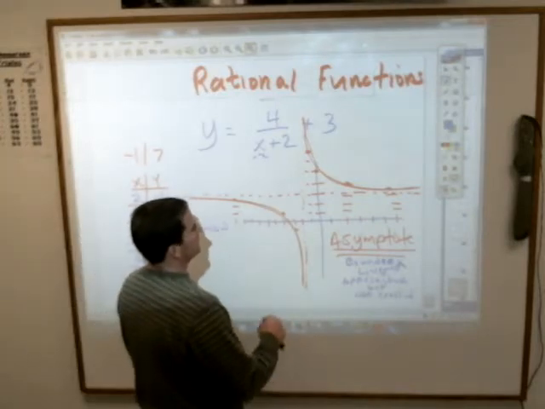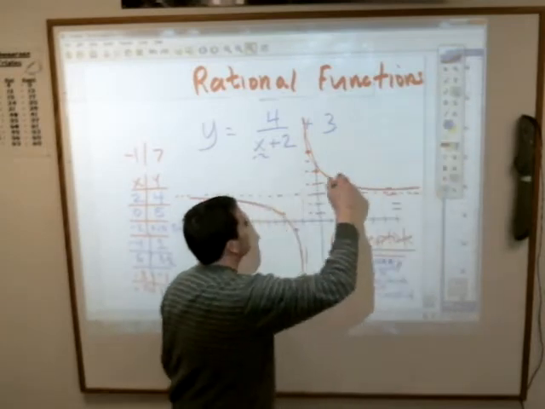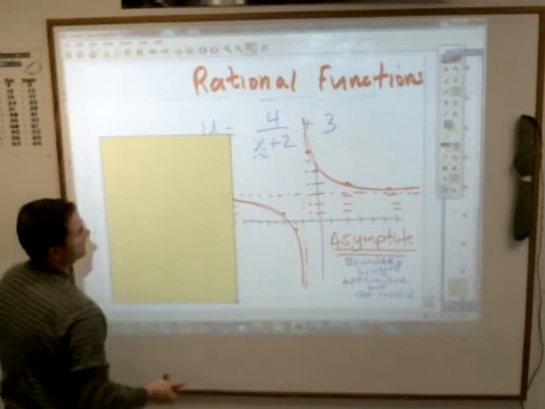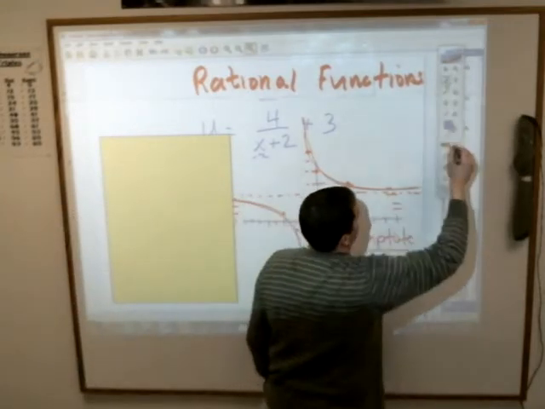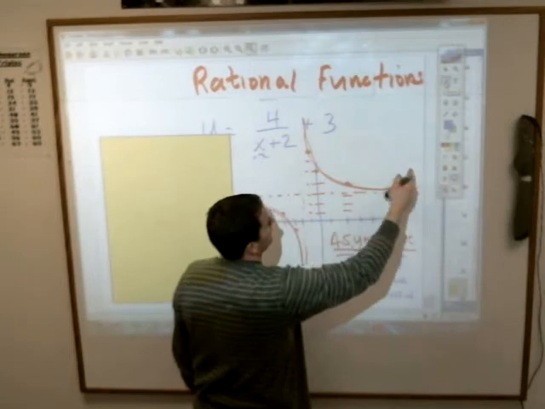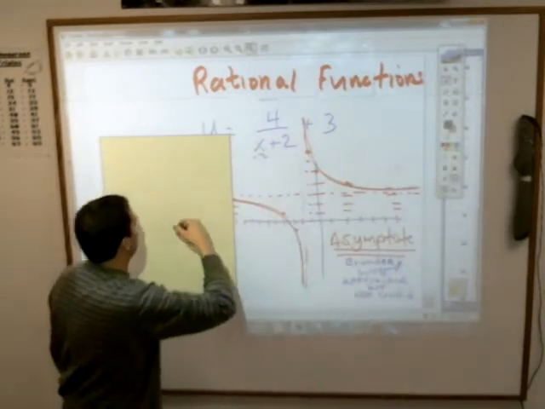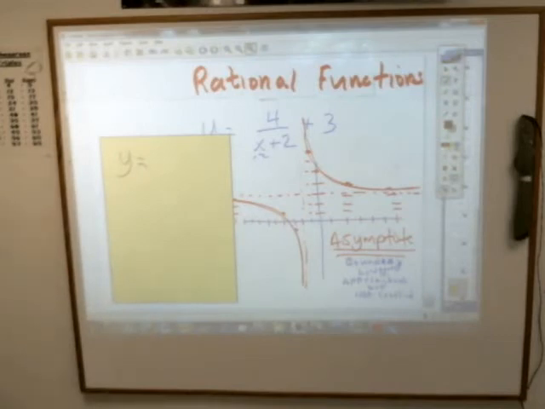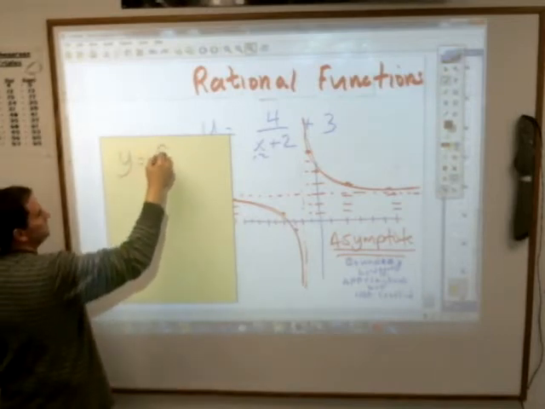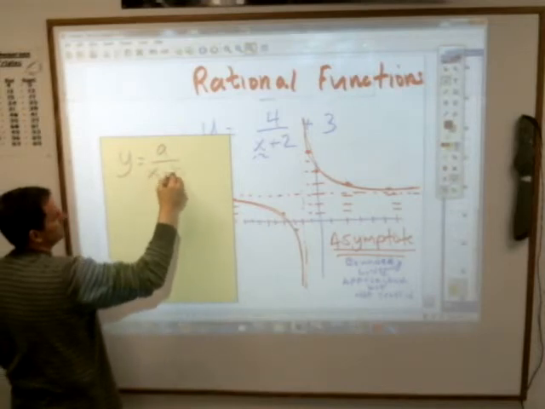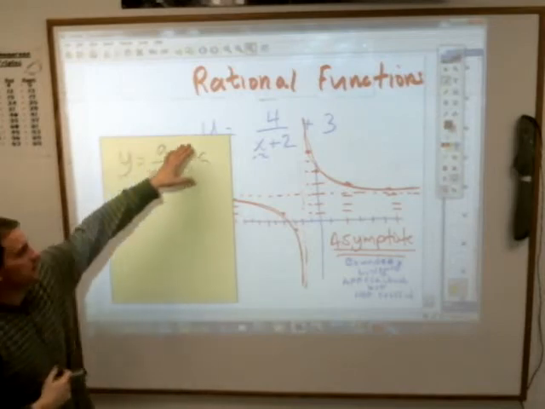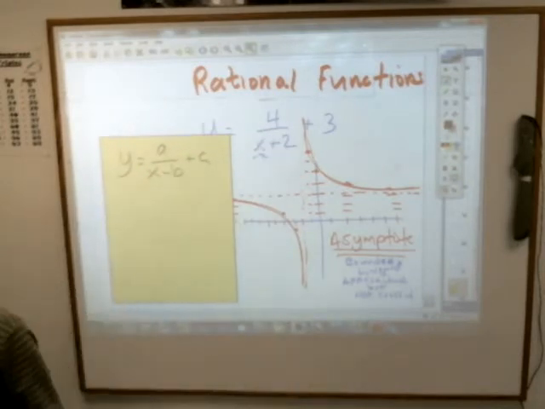I don't want to erase this because it's also pretty, but maybe I'll draw over top of our line here. The generic equation for this is y equals a over x minus b plus c. That's just where we use letters to stand for the numbers, because this is where you get your asymptotes from.